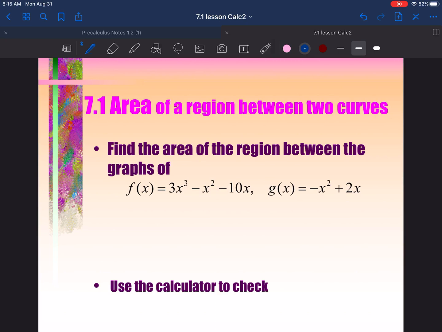You need to get an idea of what it looks like. So take a moment. You need to graph both of them. We haven't done that yet. And then you're going to look at what it looks like on the calculator. So I'm going to quickly sketch what it kind of looks like.